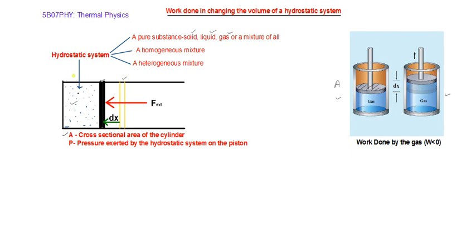Now what is P here? P is the pressure exerted by the hydrostatic system on the piston. Means this is the hydrostatic system. Certainly this hydrostatic system will be exerting pressure on all sides, you know. So the system will be exerting pressure to all sides, to the walls of the container. In all directions the pressure will be acting.